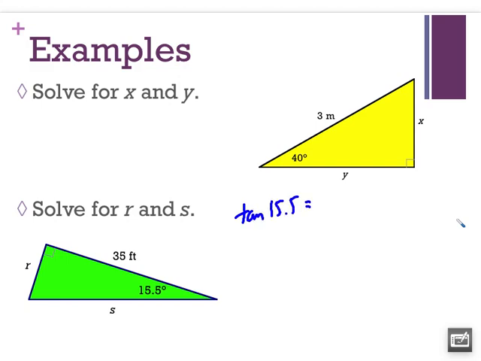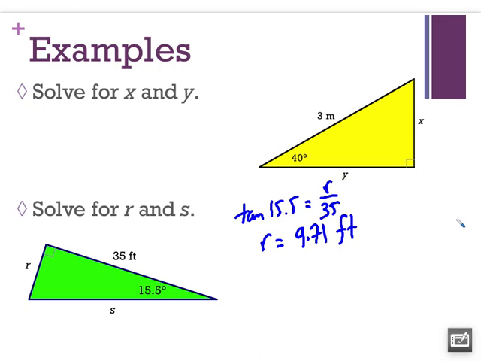R over 35 or 35 over R? Good, R over 35. And so R turns out to be? Anybody else? 9.71? Good. 9.71 feet. Which again, store on your calculator, just in case you need it. And then find S.